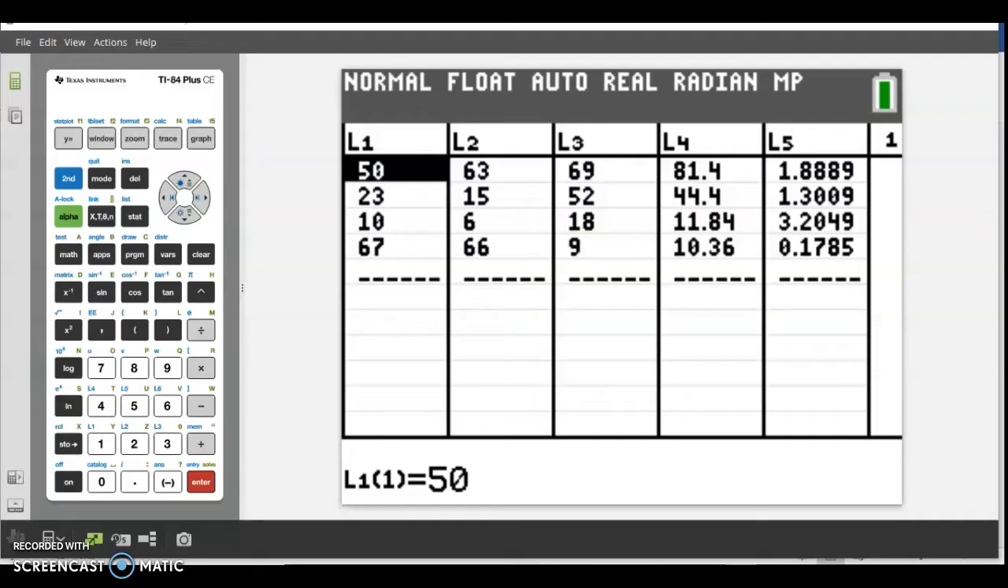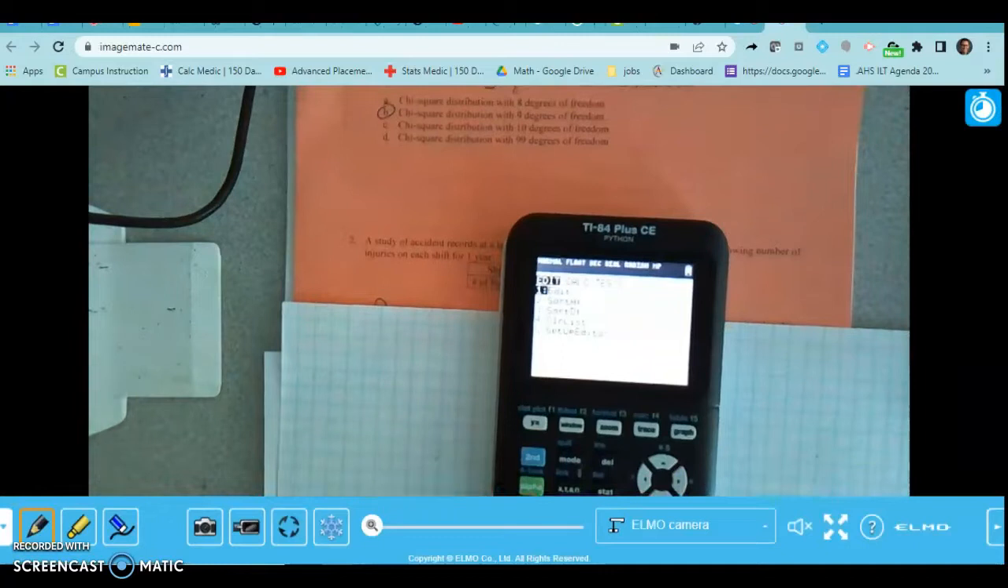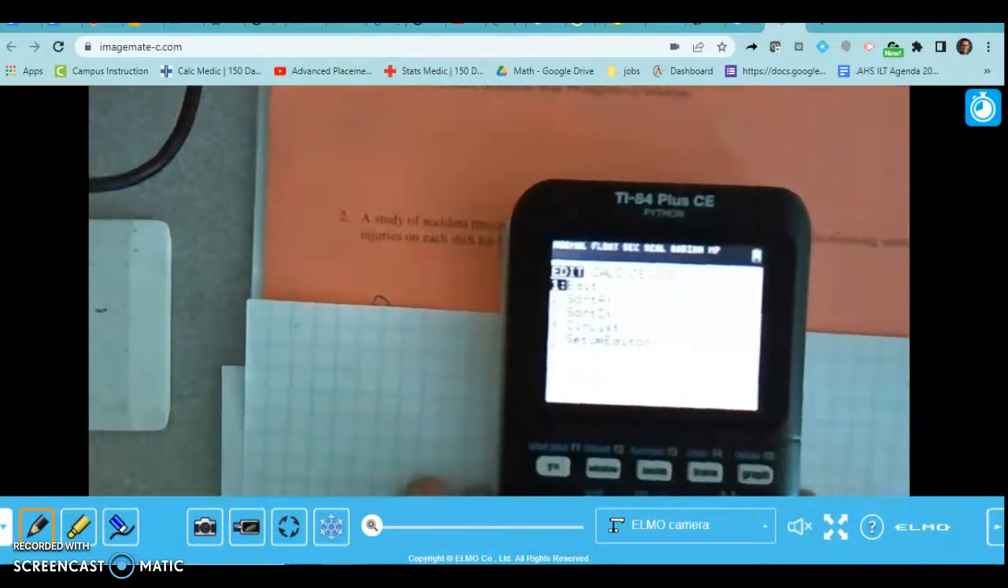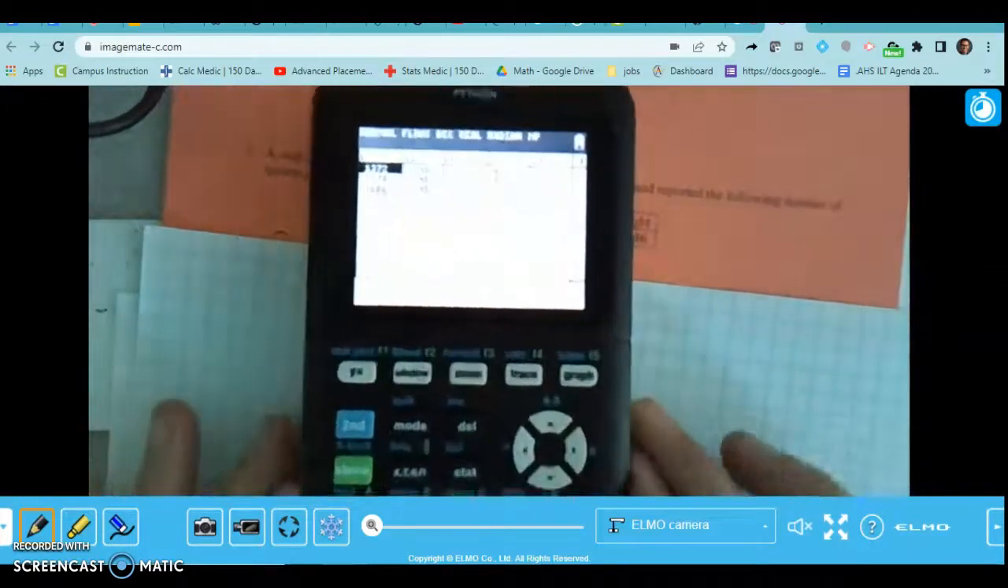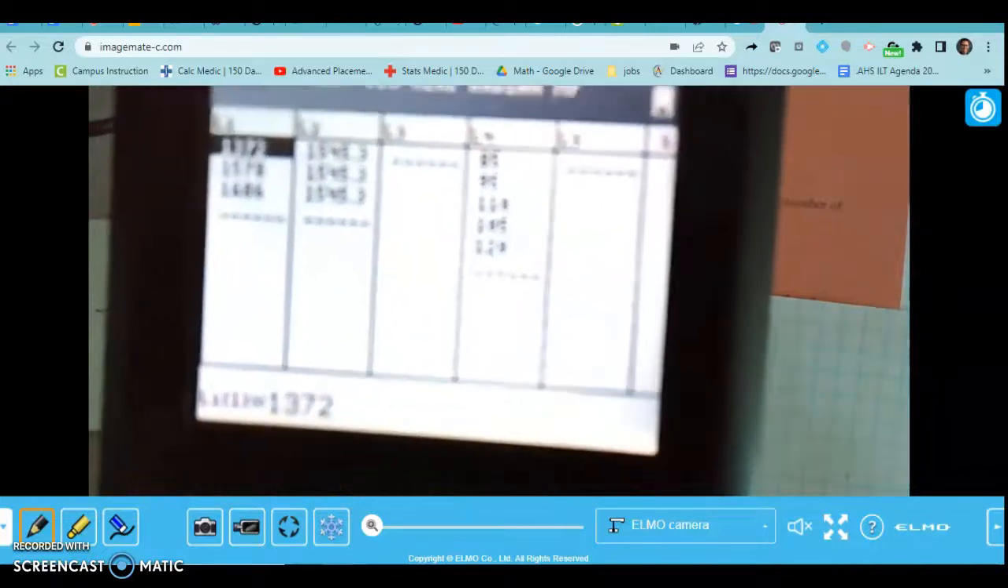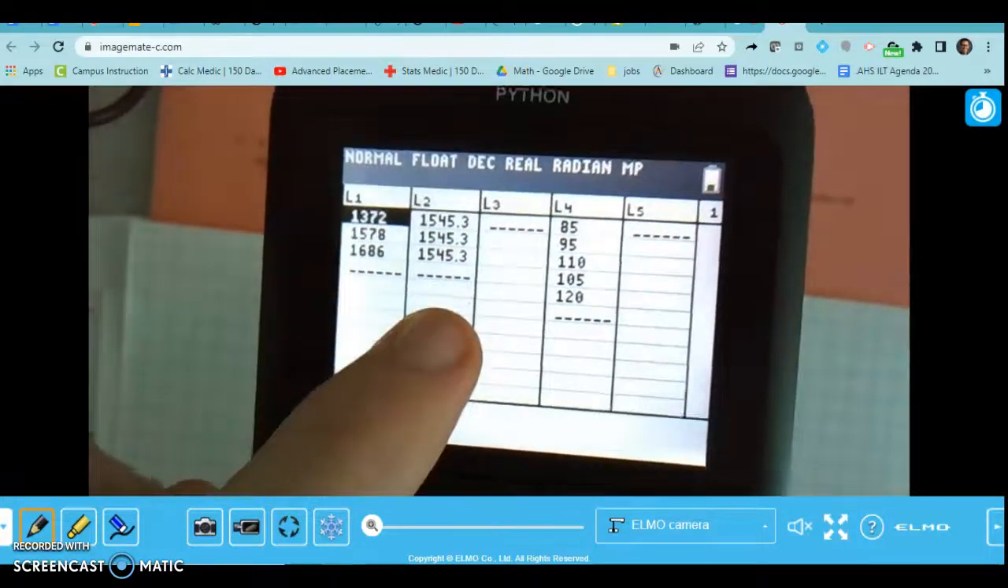On to number 2. For question number 2 here, we want to know, are the number of injuries occurring on 3 different shifts equally distributed across the 3 different shifts? So if we look at what we have in our calculator here, we could put the observed number that we have for each shift. So here you see the observed number for the morning, the afternoon, and the evening shifts. And then in list 2, we can put the expected value.